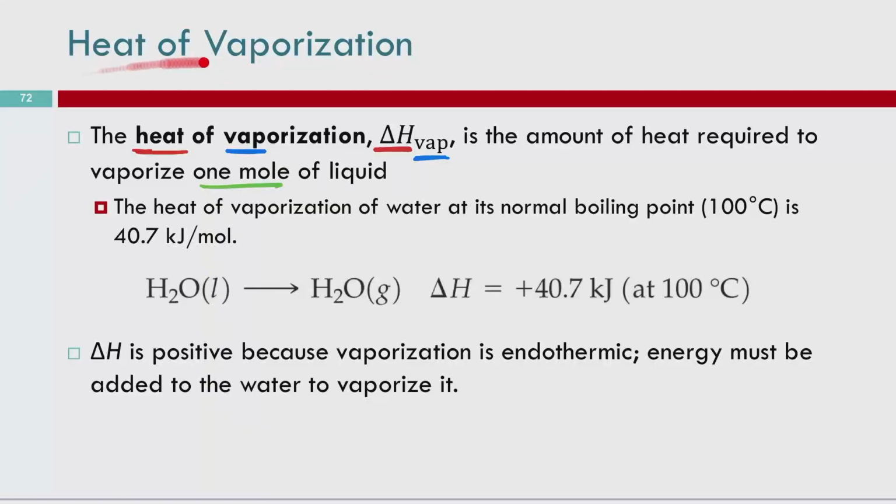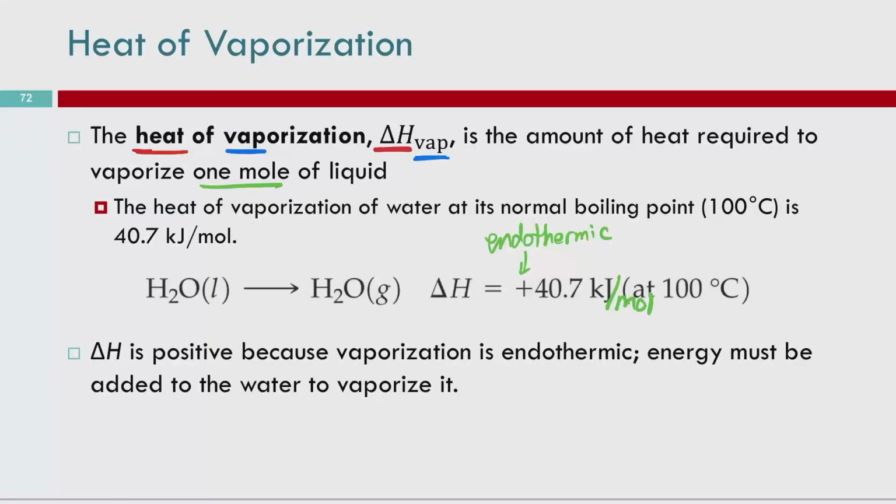When we're doing vaporization, we're going from a liquid to a gas. That's an endothermic process. The heat of vaporization of water at its normal boiling point is 40.7. So this is going from a liquid to a gas. It's positive because it's endothermic. The water in the liquid state is gaining energy, and it's 40.7 kilojoules per mole.